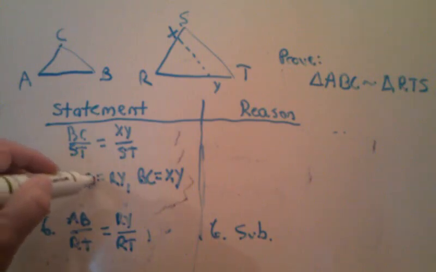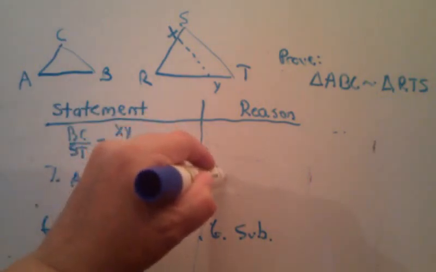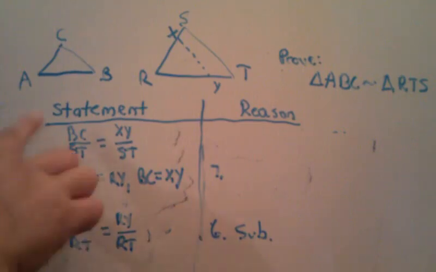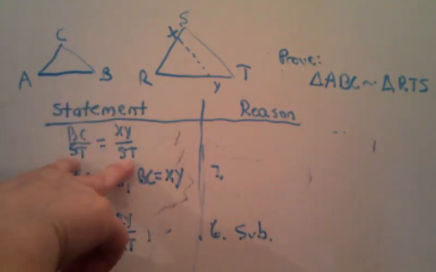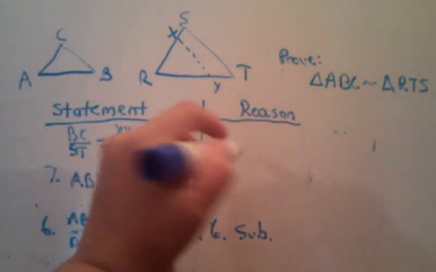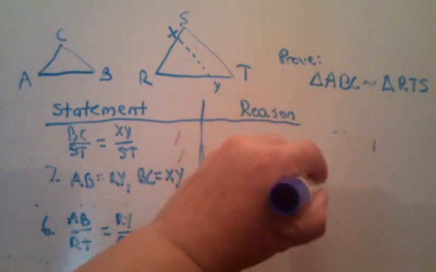Now I'm going to have to get me a different marker. Okay, so number 7, this is the multiplication property of equality. And what that means is AB equals XY because we divided them both by the same thing. Okay? Here, BC equals XY because if you can divide them both by the same thing and they're still equal, that means that they're equal. So this is the multiplication property.